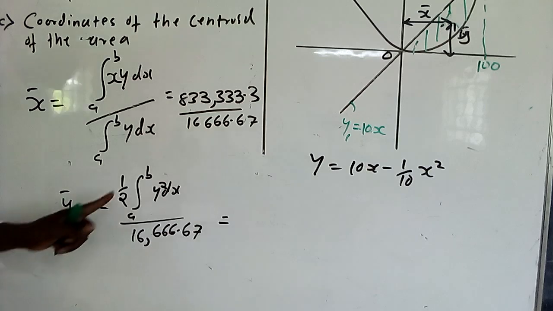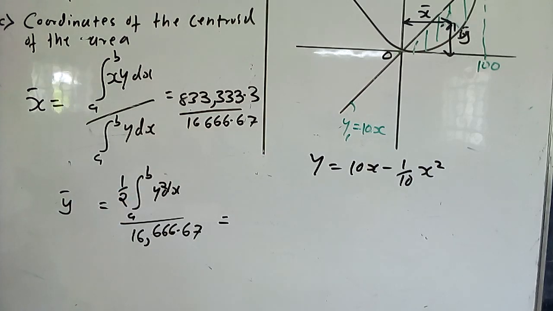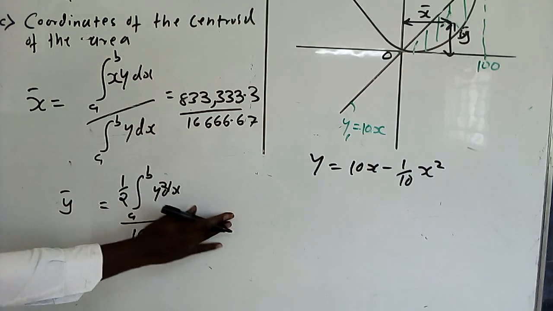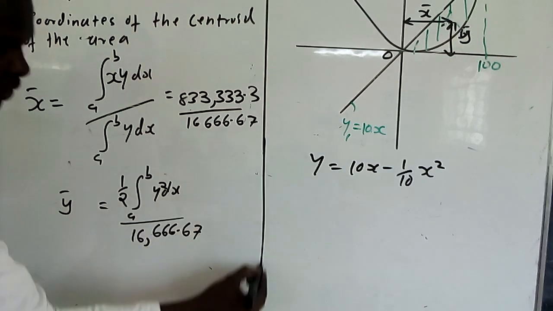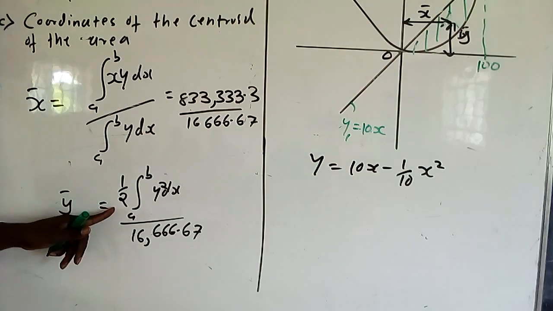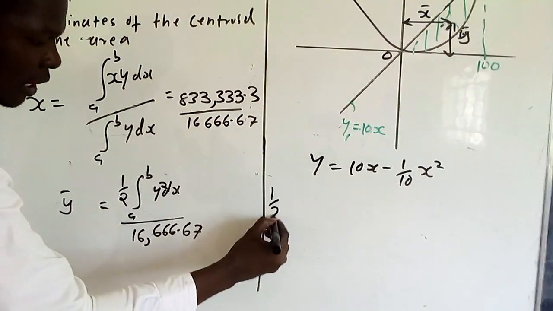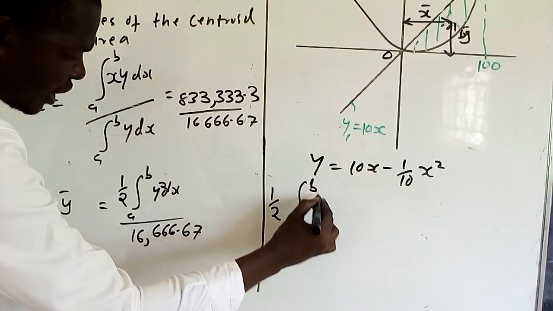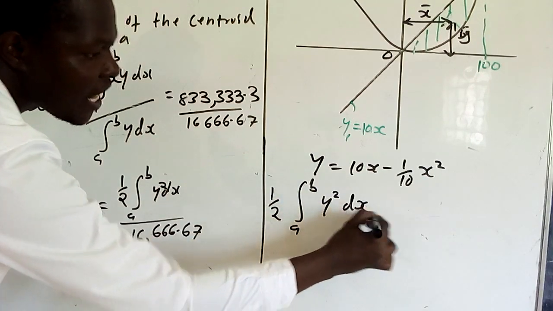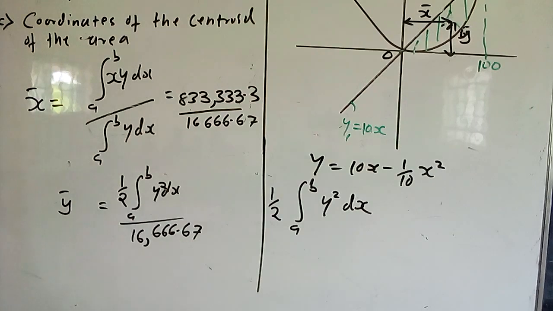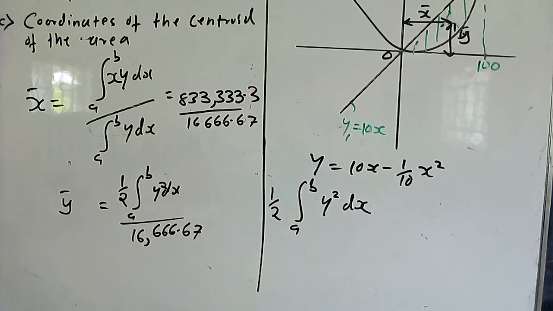16,000.67. So what we need to find is this numerator, isn't it? What we need to find is the numerator. So what is the numerator? The numerator here is a half integral of a to b of y squared dx.